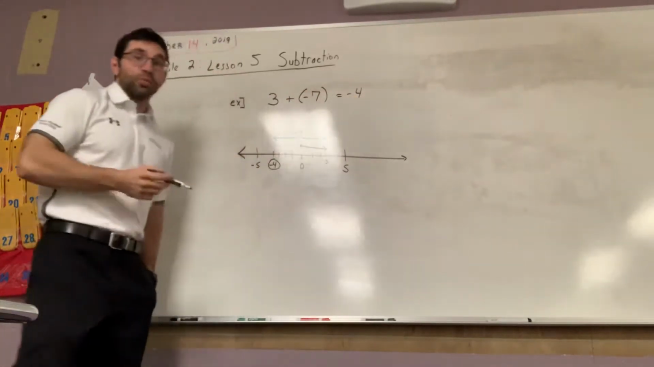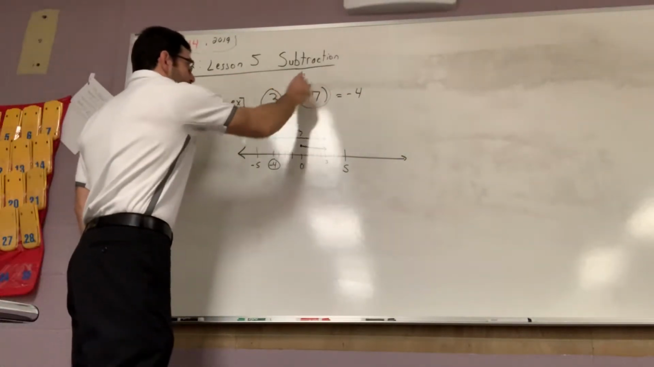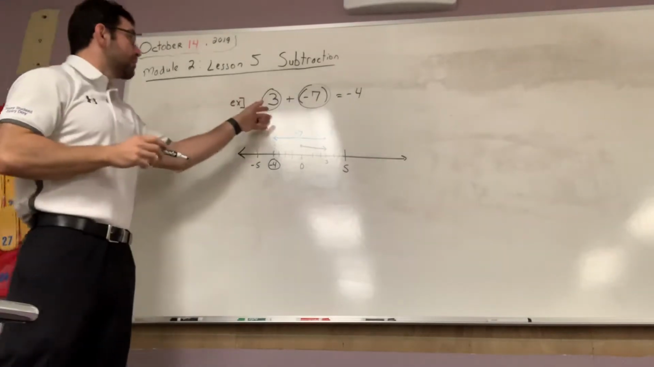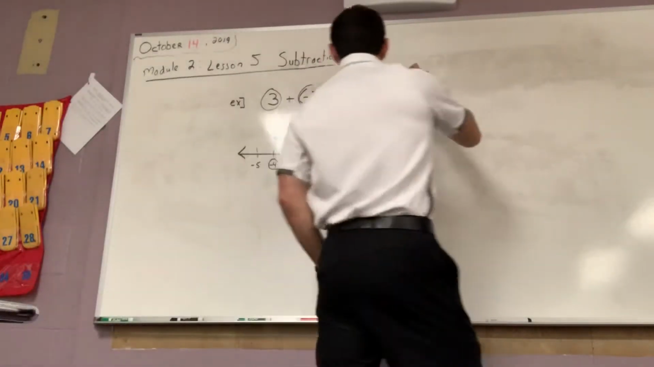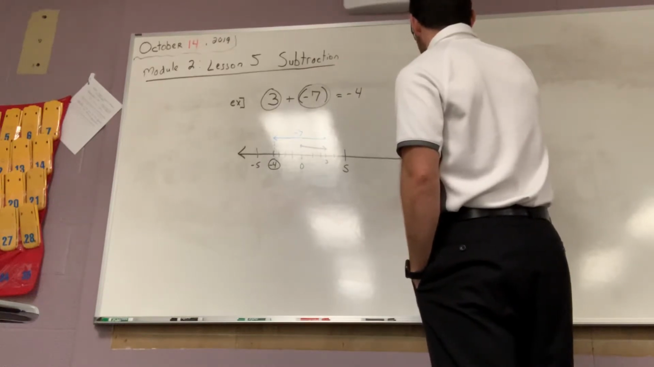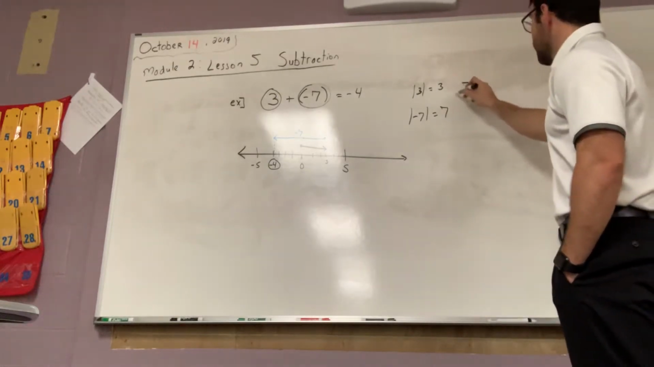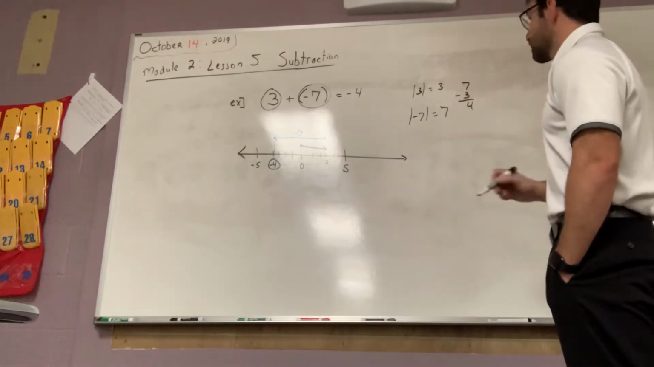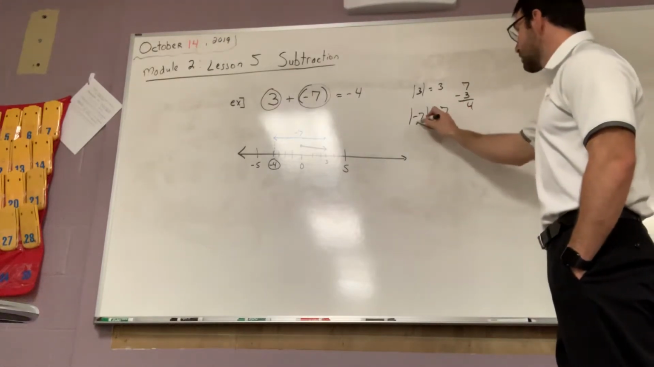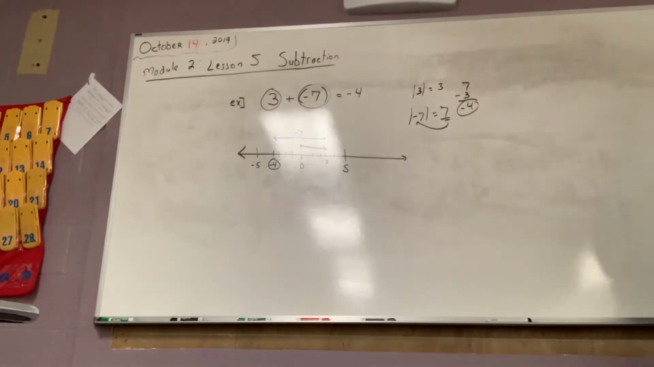So I have this. That's one way we've done it. We've also said, hey, what are the signs directly in front of them? Positive, negative, they're different signs. So we find the absolute value. Because they're different signs, we subtract. 7 minus 3 is 4. The larger absolute value as a negative. Okay, so we've got 2 ways to find the problem, or find the sum.